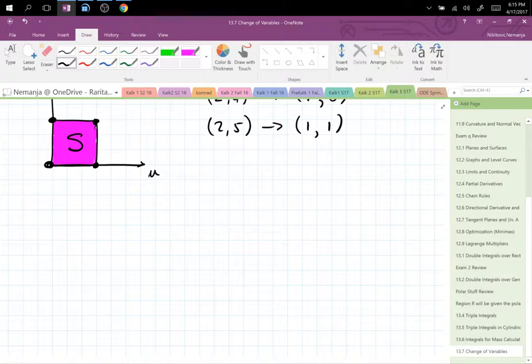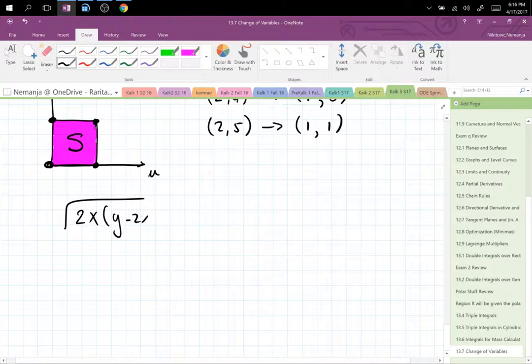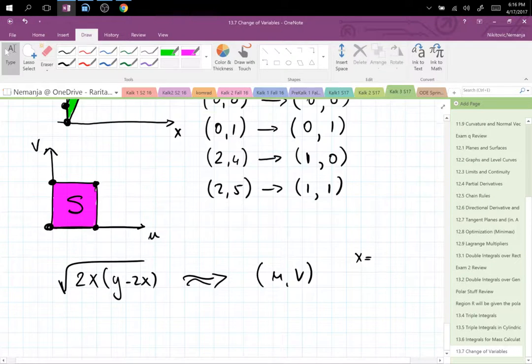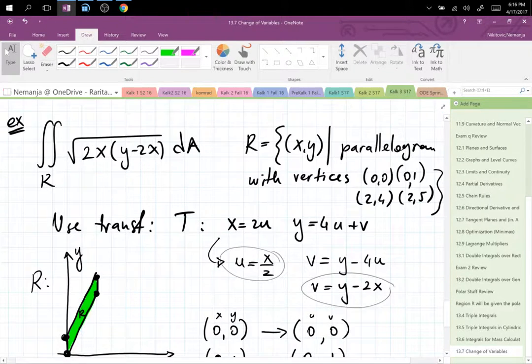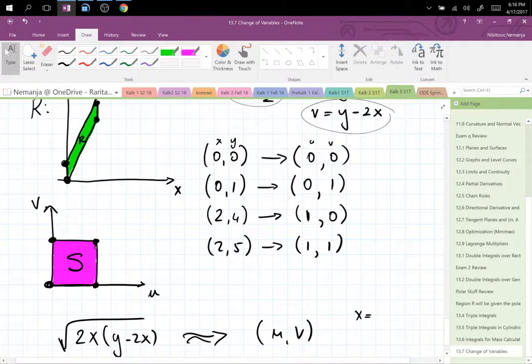So, all right, now what do I need to transform? The next part was square root of 2x y minus 2x. So I need to change this now into something that is uv. What do I have for this? I have that x is equal to something and y is equal to something. X is 2u, and v is y minus 2x.